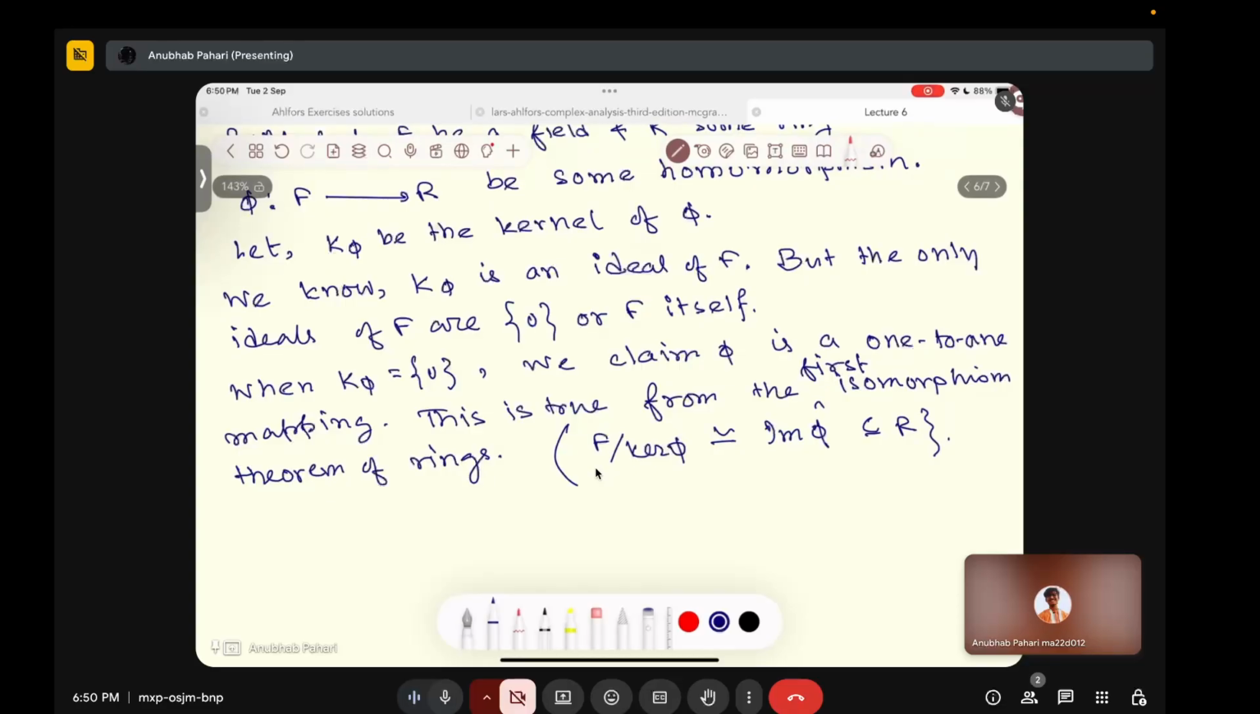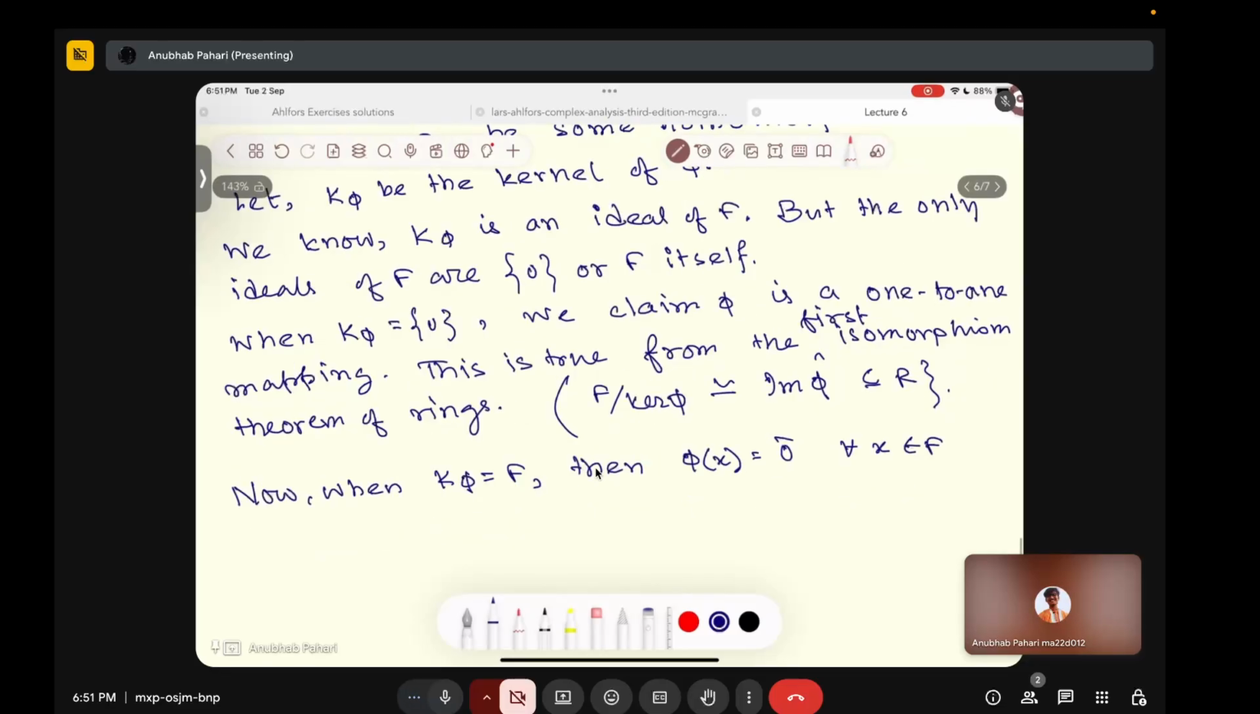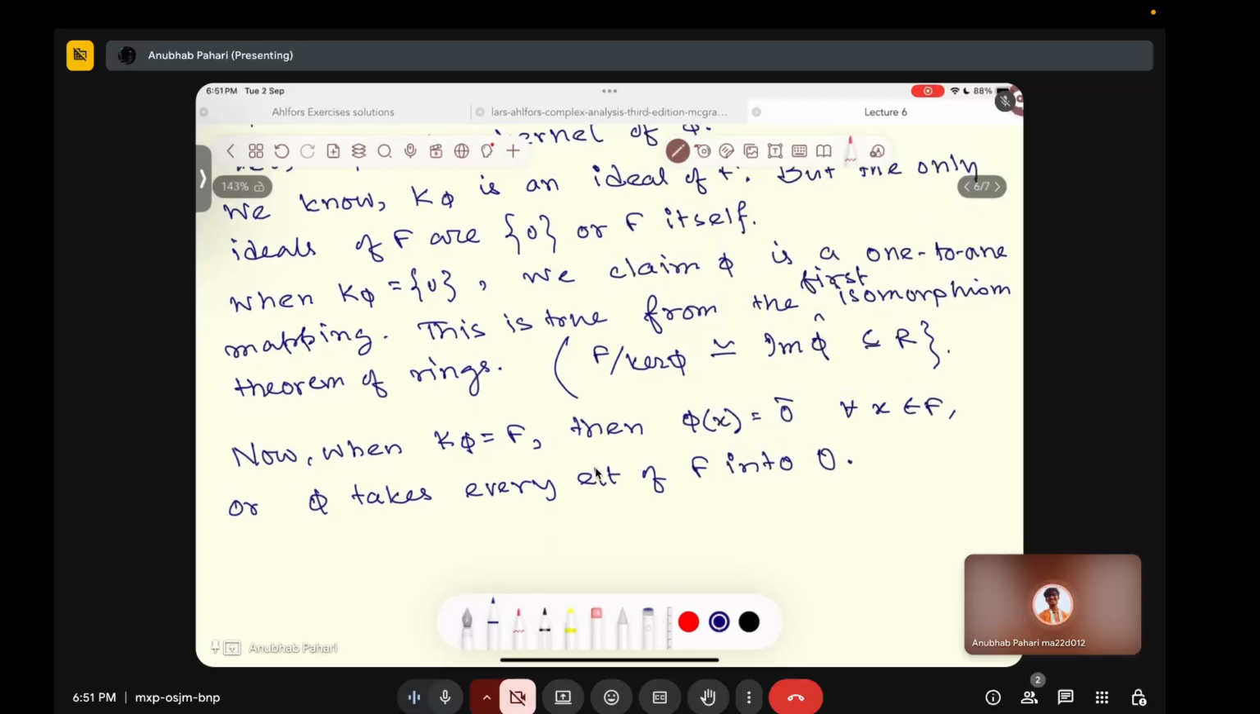But when K phi equals F, then phi of x equals 0 for every x belongs to F, that means similarly phi takes every element of F into 0. So we are done.